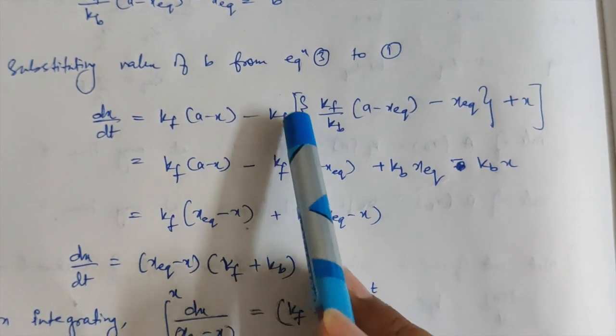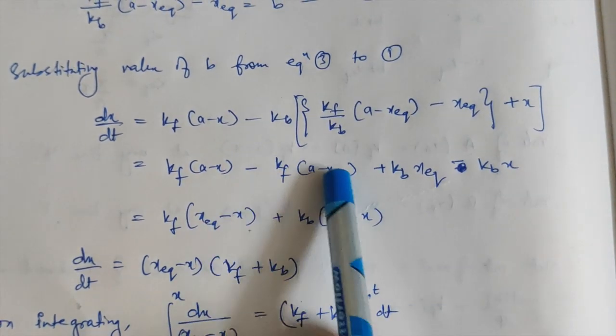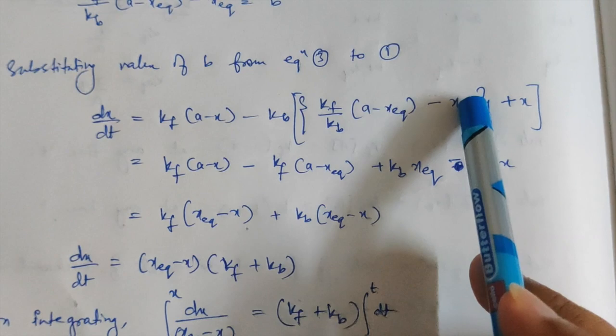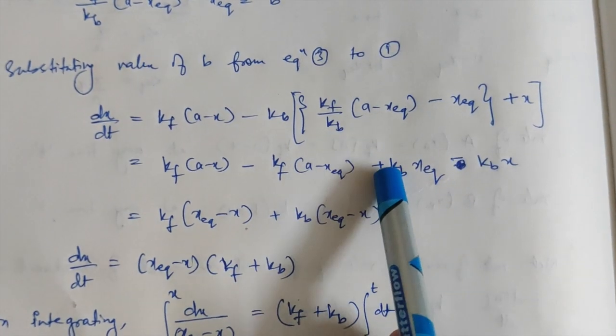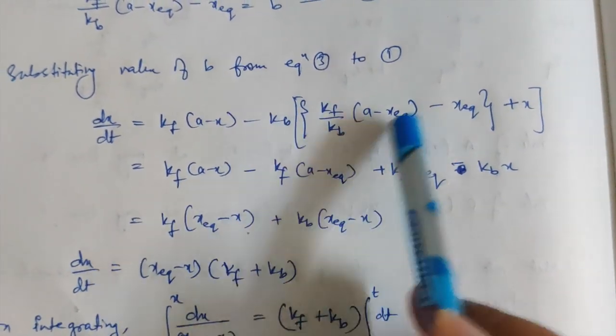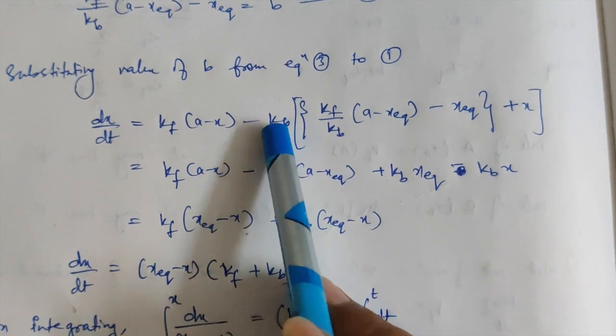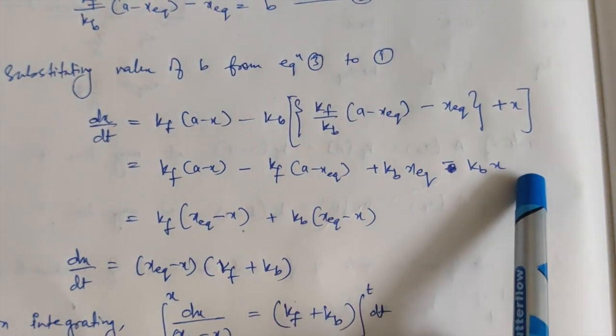So multiply inside, this Kb and this Kb will be cancelled out. I'll just get Kf (A minus Xeq) over here. This Kb will be multiplied by Xeq over here, so it will become minus 1 is plus Kb into Xeq, and this Kb will again be multiplied by X because this whole bunch of things is in the bracket. So I'll be getting plus minus will be minus Kb into X. So that's what I am going to get.